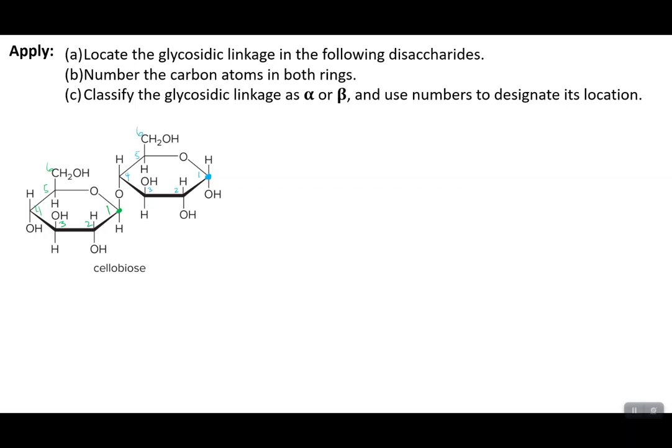All right, now the next thing to do is locate the glycosidic bond. The glycosidic bond is going to be the one between the anomeric carbon in my first monosaccharide and then the oxygen of the second monosaccharide. So that's going to be this one right here. So this is the bond.